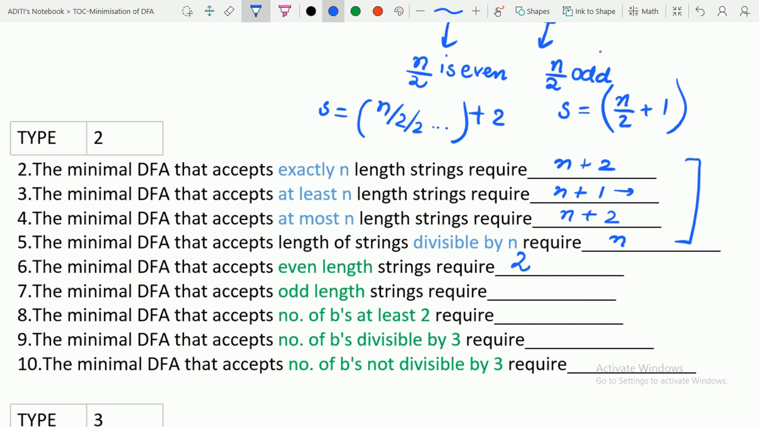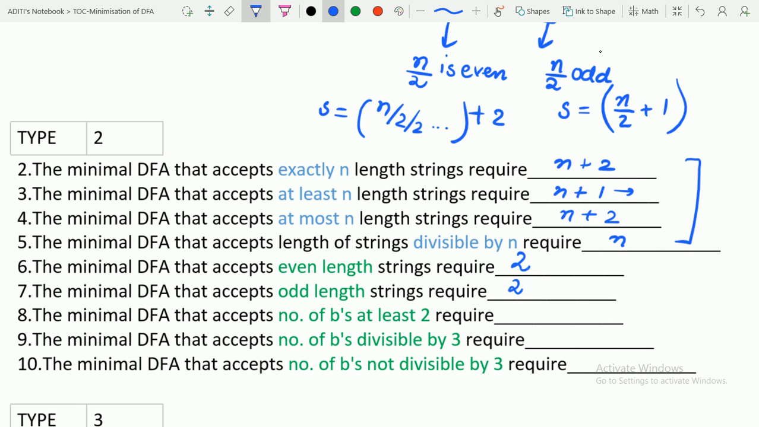Why? Because for the odd length string we have to complement the DFA obtained for the even length string, and for complementing, the only thing required is to make the final states non-final and the non-final states final. So the number of states will be the same in both the even length strings and odd length strings DFA, so it is the same, that is 2. Okay.